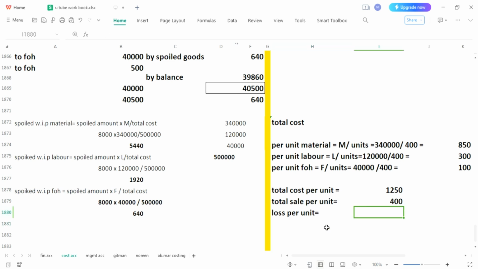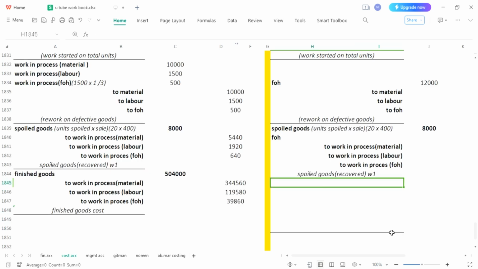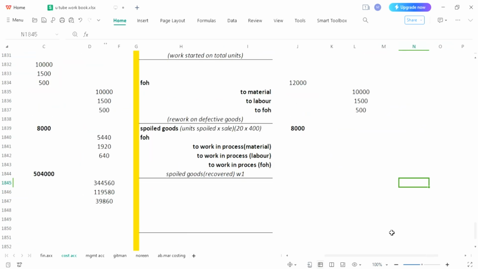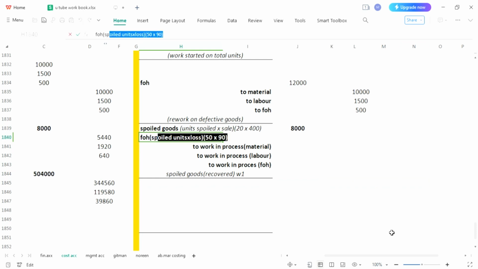Cost was 1250 and you have sold them for just 400. The remaining amount would be considered as your loss. 850 is your loss per unit. Go back to your question. We were completing this entry. For FH, the formula for loss is spoiled units multiplied by loss.